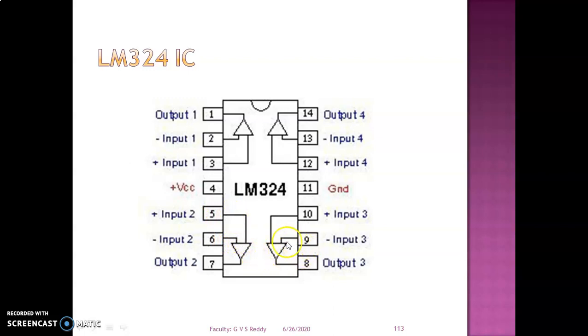For operational amplifier 3, pin number 8 is the output terminal, and pin number 9 is the inverting input terminal, and pin number 10 is the non-inverting input terminal. Then for the fourth operational amplifier, pin number 14 represents the output terminal, and pin number 13 represents the inverting input terminal, and pin number 12 represents the non-inverting input terminal. So this is a 14-pin dual inline package IC.